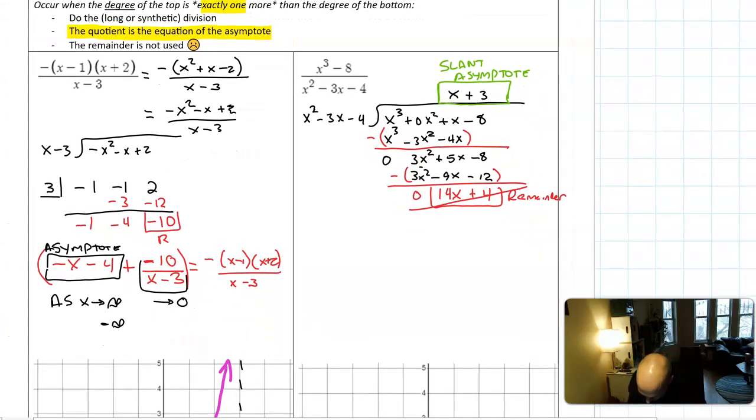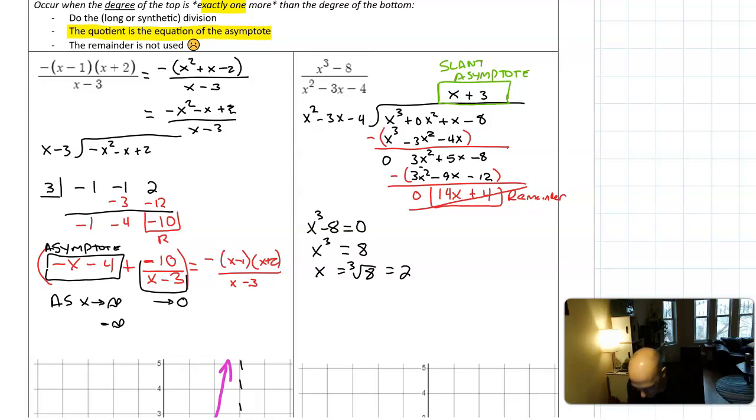Okay. Let's work up the rest of the equation before we go to the graph. So we already know the equation of the asymptote, but we need to factor the top, or we need to solve the zeros of the top. So we need to solve x cubed minus 8 equals 0. We could factor, but actually it's easiest to just say x cubed equals 8. So x is the cube root of 8. The cube root of 8 is 2. There's only one 0, and it's 2.